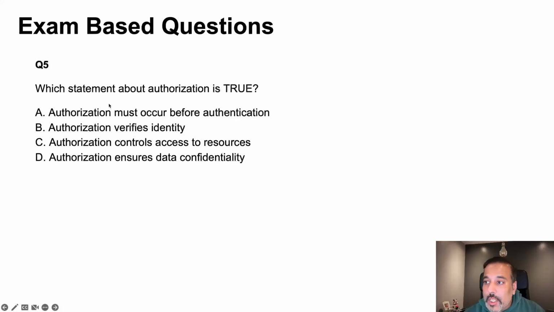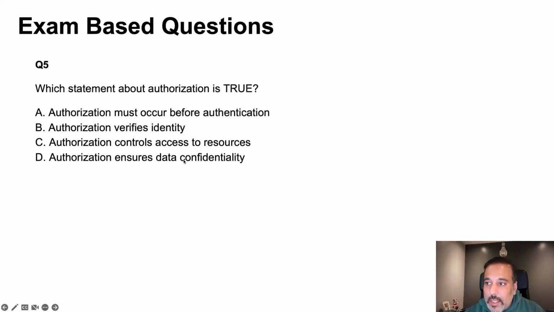Question 5: which statements are true about authorization? There are a couple of statements over here. Authorization must occur before authentication. That's not right, because you authenticate the user first to make sure it's a valid user, and then you authorize it. The second option is authorization verifies identity. Now, authentication verifies identity. And then you have authorization ensures data confidentiality.